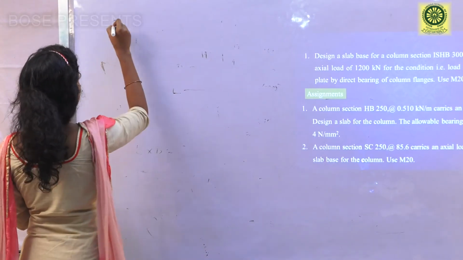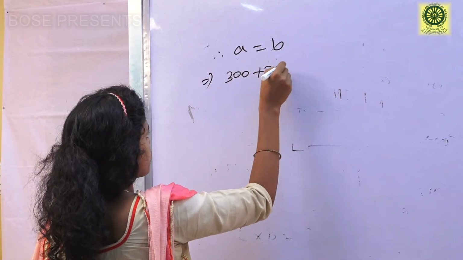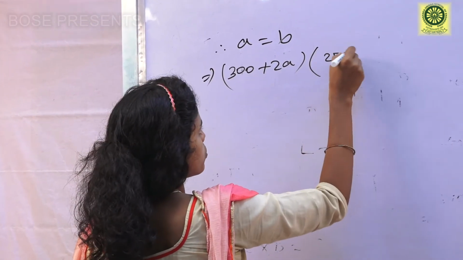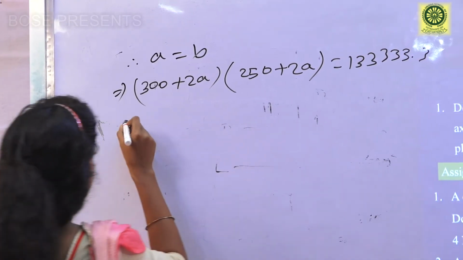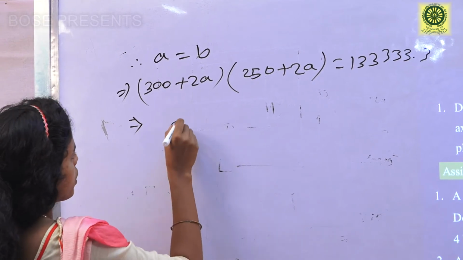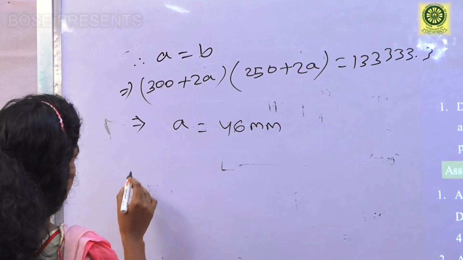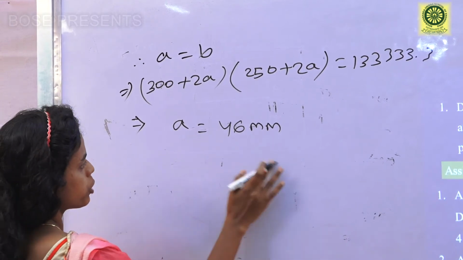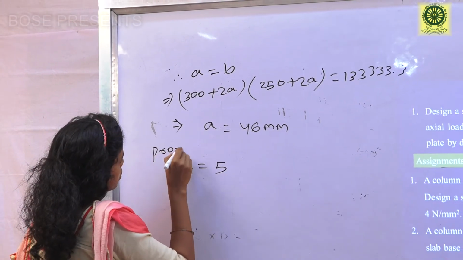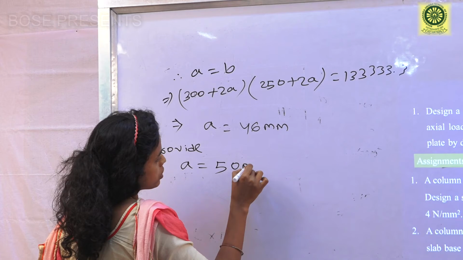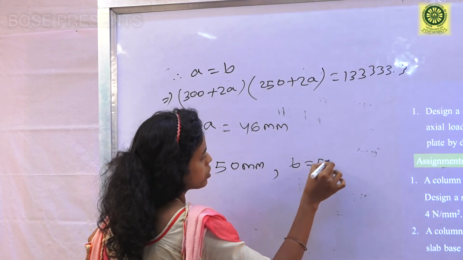So from this we know that A is equal to B. So (300 + 2A) × (250 + 2A) is equal to 9. So from this, A can be calculated as 46 mm. So we can provide A a bit more than this. So A can be provided as 50 mm. As I already mentioned, A is equal to B, so B is also equal to 50 mm.